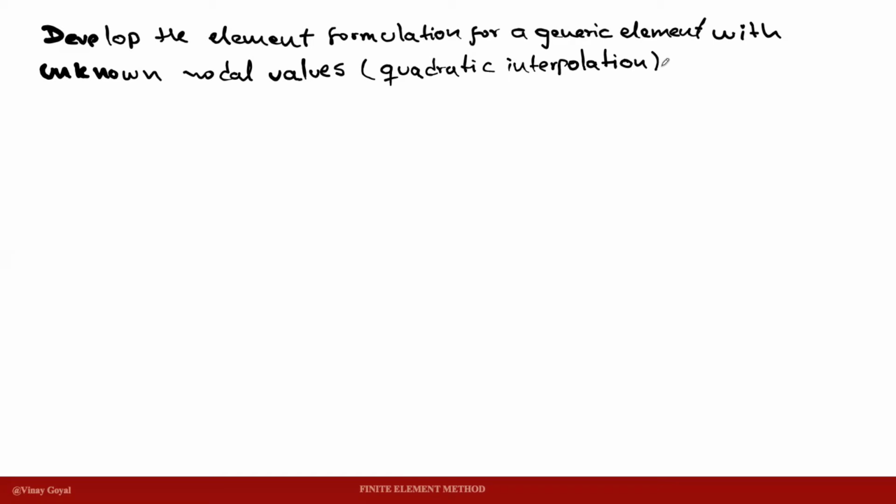All right. So the shape functions for a quadratic element are of this form. So let's put Ni. It's x minus xj times x minus xk over xi minus xj, xi minus xk.